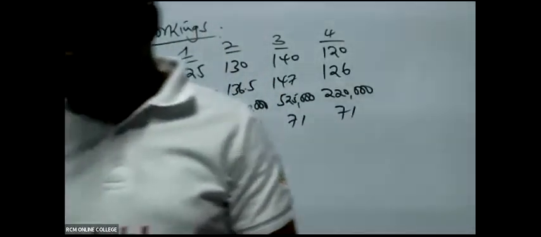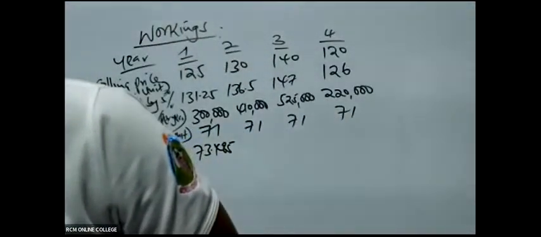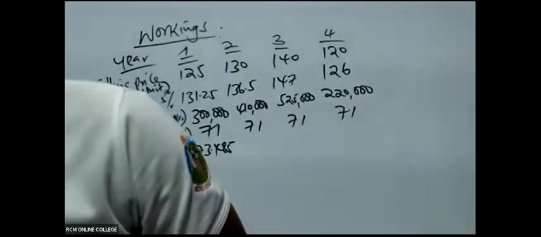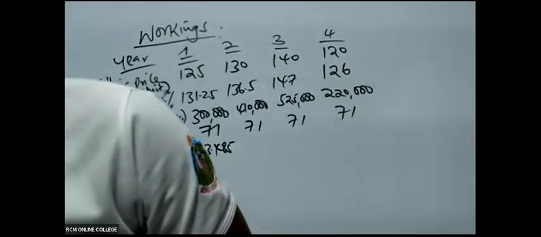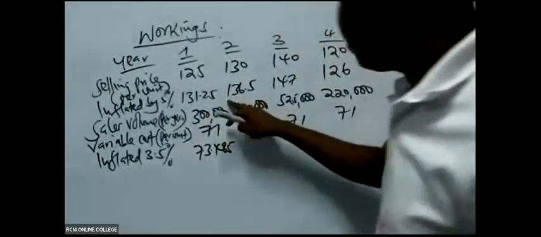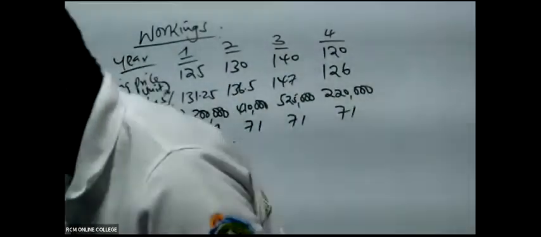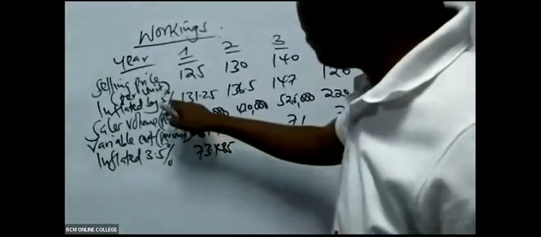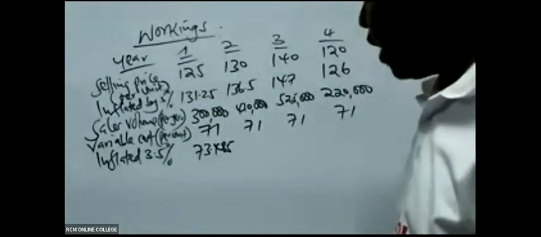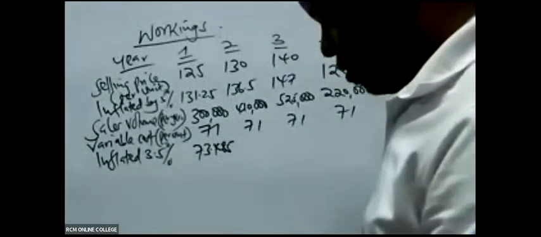For year 2, I got 143.25. Selling price for year 2, you got 143.25.